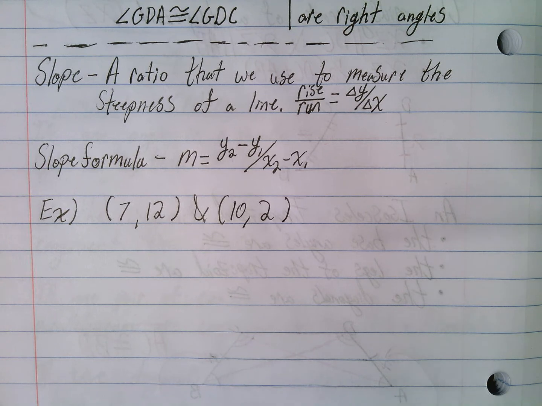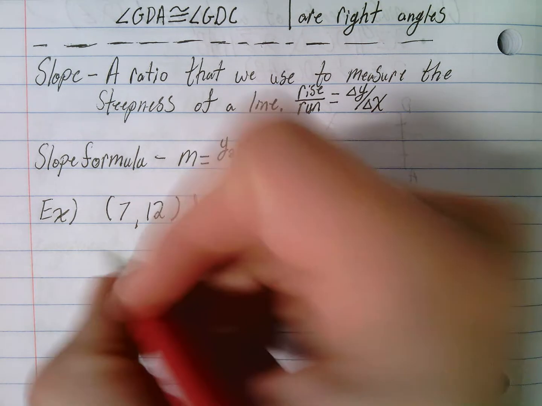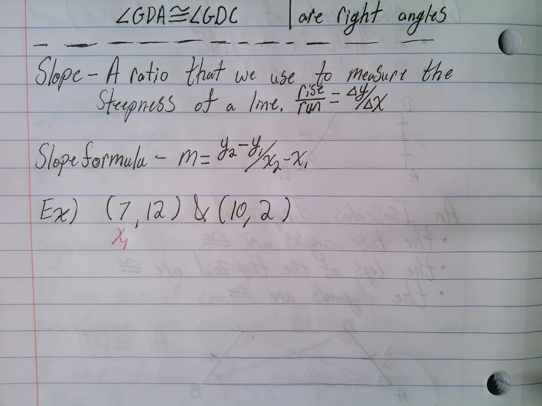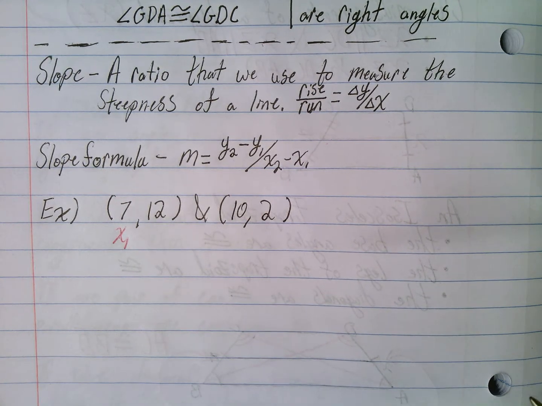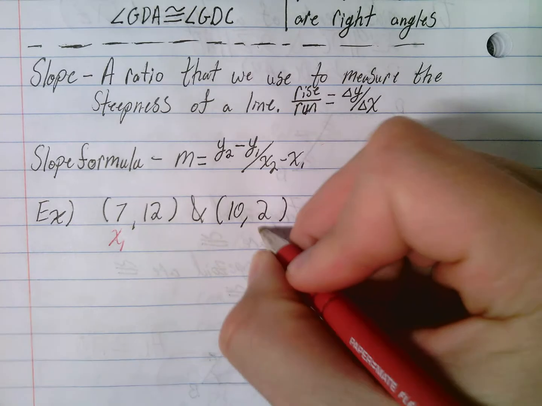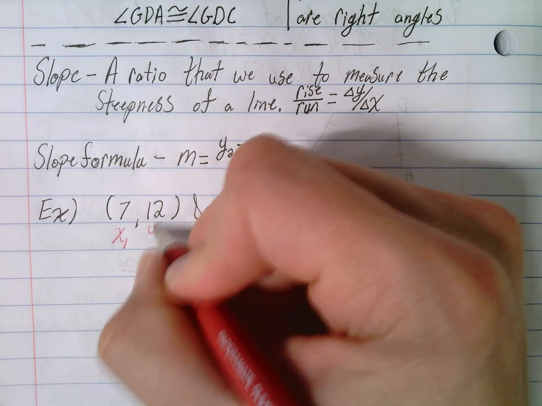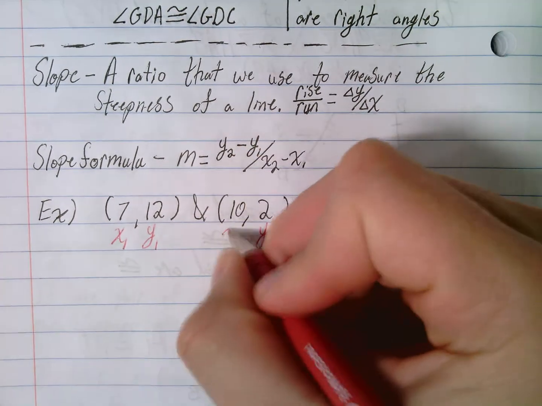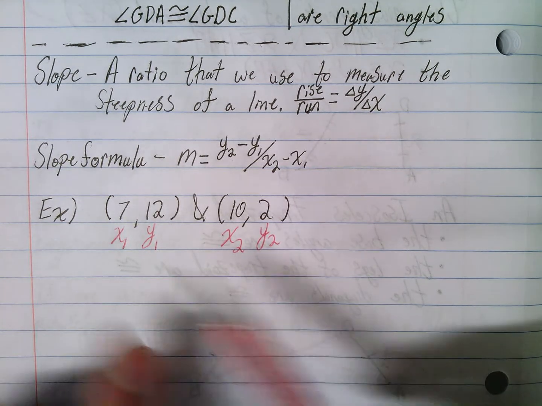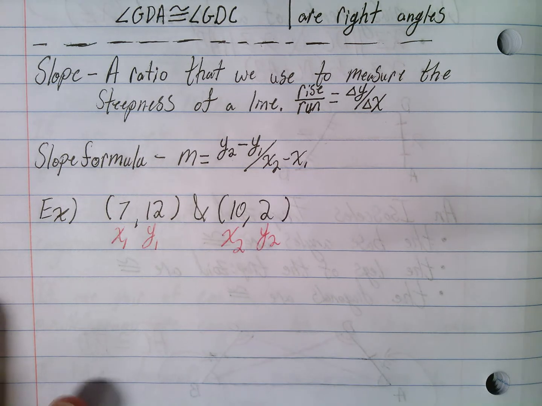If I want to find the slope between these 2 points, what would my x1 value be? 7. So this will be my x1. What will my y2 value be? 2. My y2 is 2. That would mean this is my y1 and this is my x2. Okay, first set of pairs, second set of pairs. Then all we got to do is plug it in.